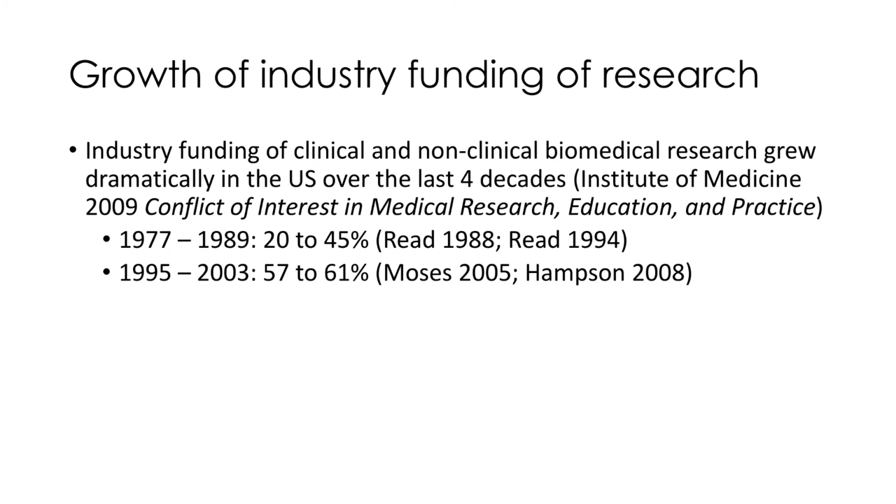One type of conflict of interest is industry funding of research. Over the last 4 decades, the proportion of biomedical research funding in the U.S. that is provided by industry has gone from approximately 20% to over 60% and is now twice the level of federal government support.